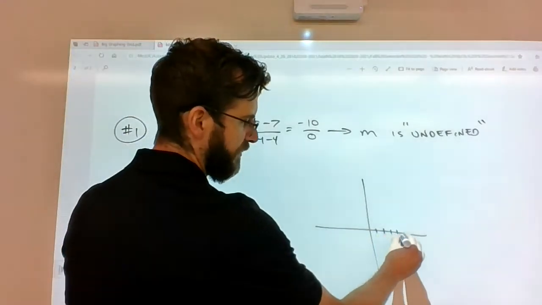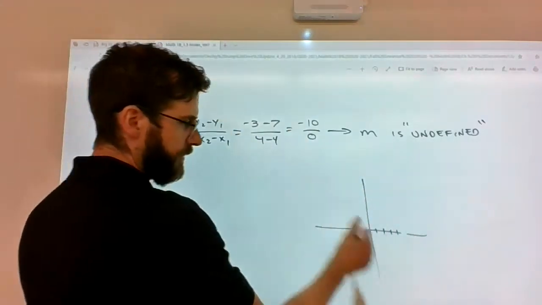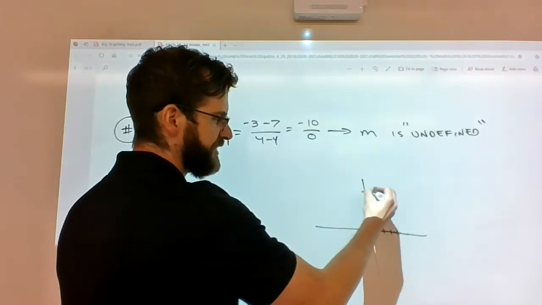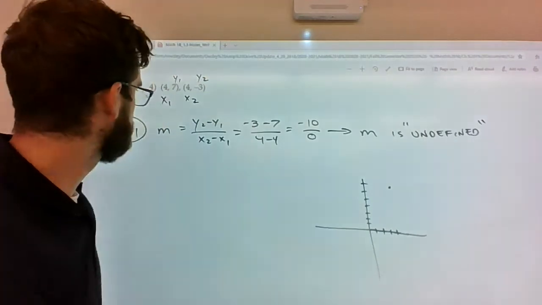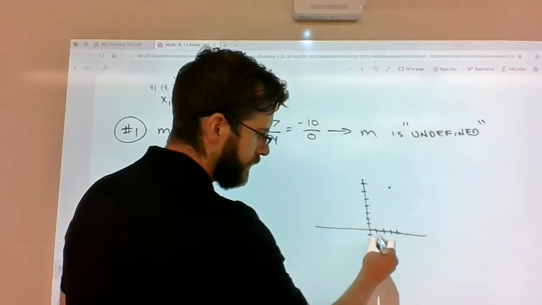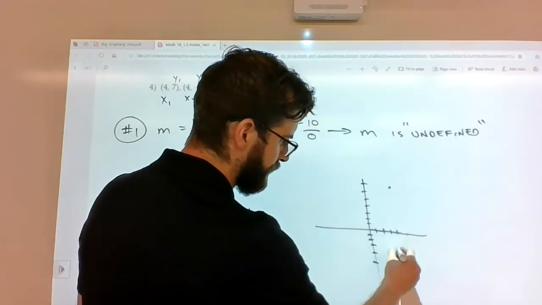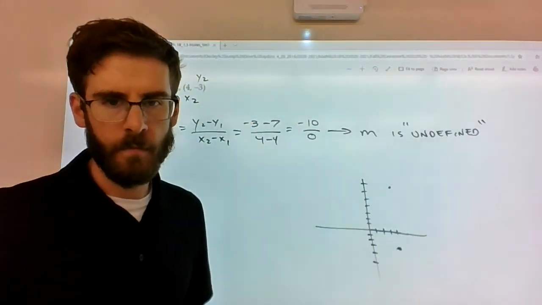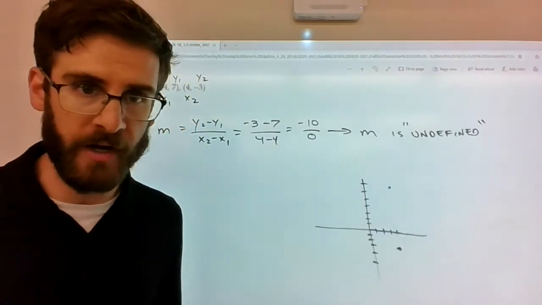1, 2, 3, 4, comma, 1, 2, 3, 4, 5, 6, 7. What if I plotted that point at (4, 7), and then I plotted the point 1, 2, 3, 4 at negative 3? And then I connected the dots and actually looked at the line that we were talking about writing the equation for.